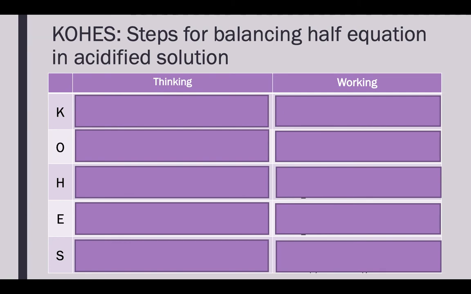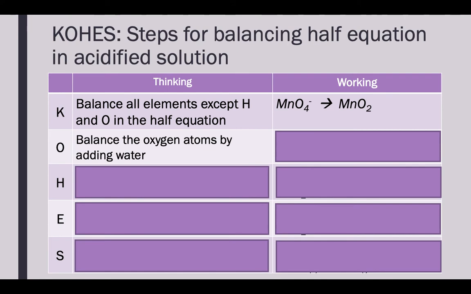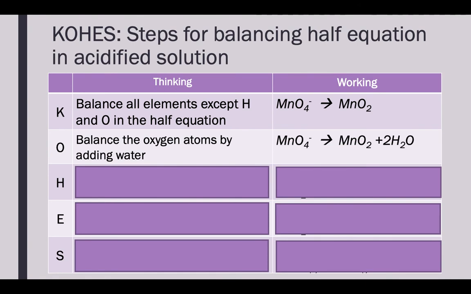Okay. So now the rest of the steps are pretty easy. We call it KOHES. All you need to do is to follow exactly what the step says. First of all, balance all key elements except hydrogen and oxygen in the half equation. That is, when permanganate goes into manganese dioxide, there's only 1 manganese on both sides, so it's already balanced. Then you need to balance the oxygen atoms by adding water. In this case, we need to add 2 waters on the right-hand side.